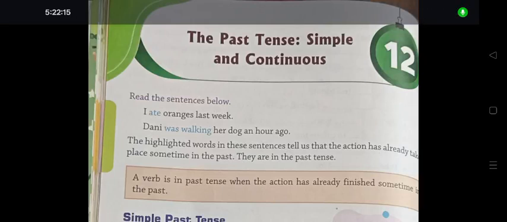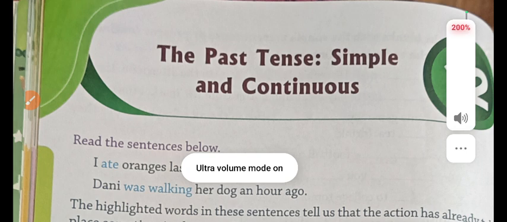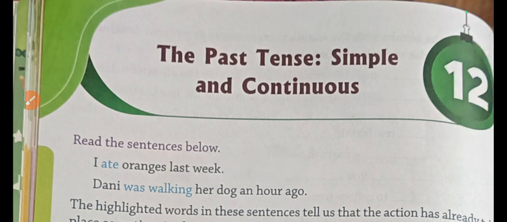Hello, dear students. Today we are going to study chapter 12, and this is for class 4th. In this video we are going to study about past tense. As is clear by the name, we are studying about the past. Past means the action which had already taken place, right? Which means the time which had already passed.